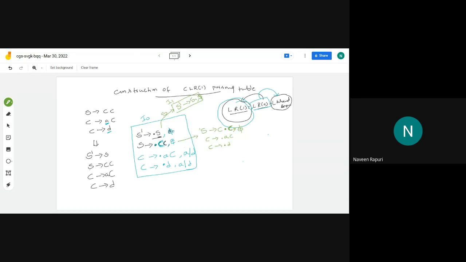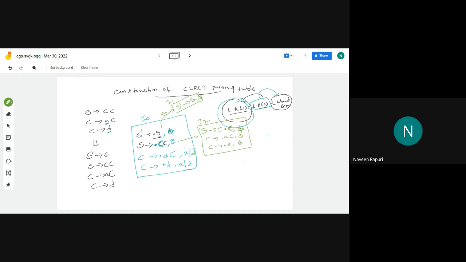Here after C, only dollar exists. So first of dollar means dollar. First of dollar means dollar. So this is the LR1 items of I2.